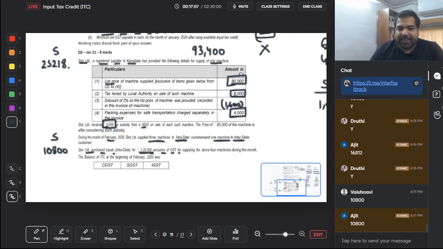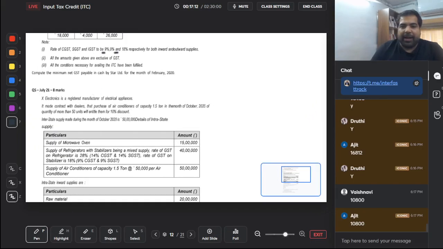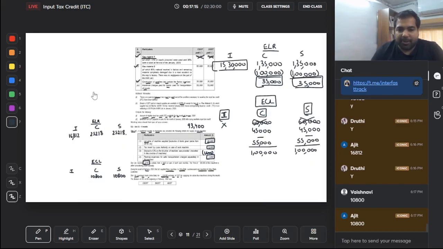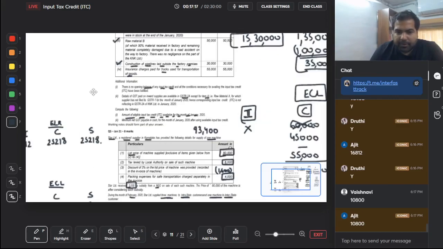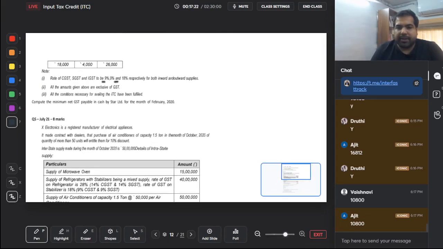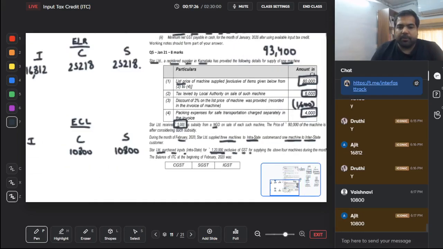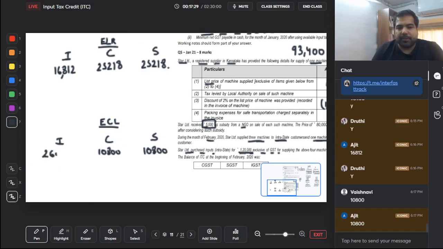Next, the balance of ITC at the beginning. Let's see the balance, guys. The balance unfortunately is on the next page. IGST is how much? IGST is last, then first, and then second. Last, first, second. 26, 18 and 4. So 26, 18 and 4,000. Let's total it up. This is 26,000. This is 28,800 and this is 14,800.